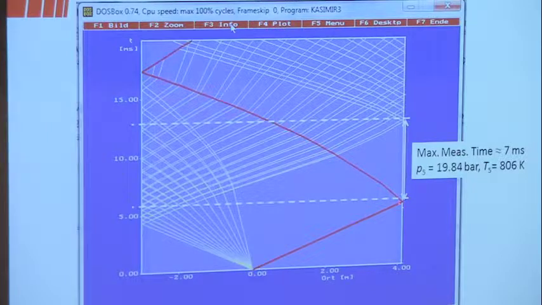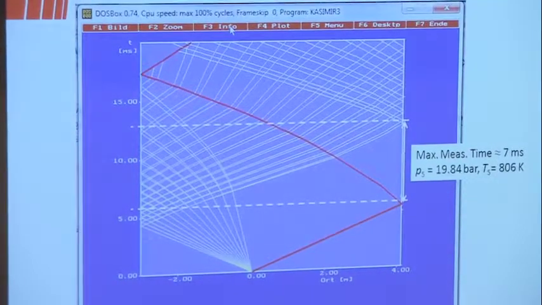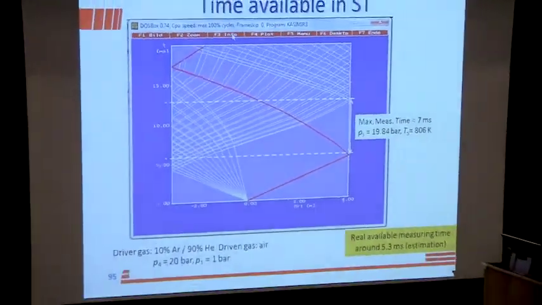So the time from here to when this expansion fan hits the end plate is the time that we can study the gas ideally behind the reflected shock wave, okay? Any time after that, we can't, okay? Because it gets annihilated. And that's why you're limited in time.